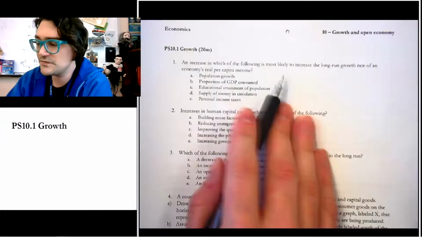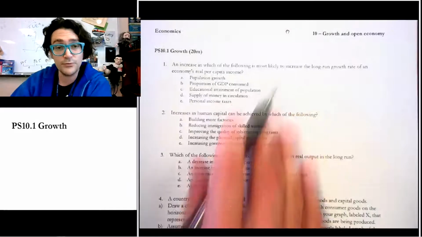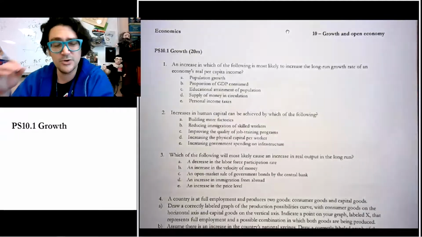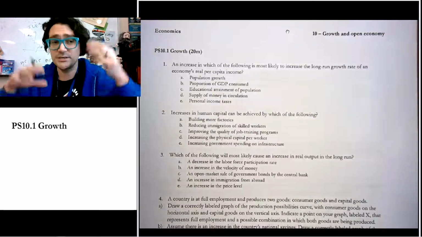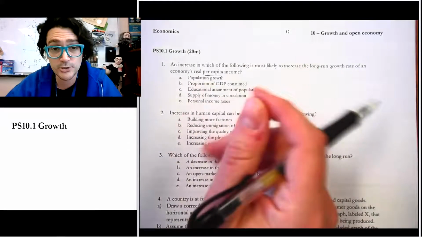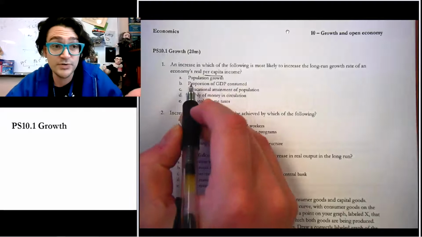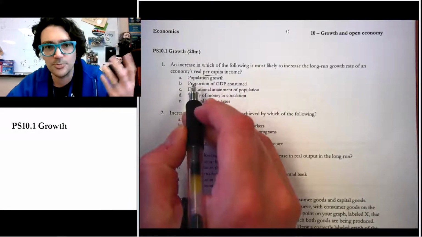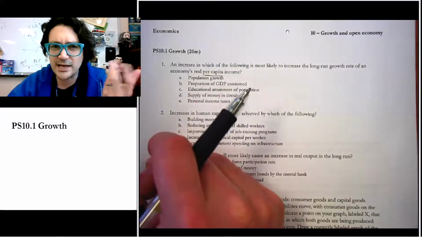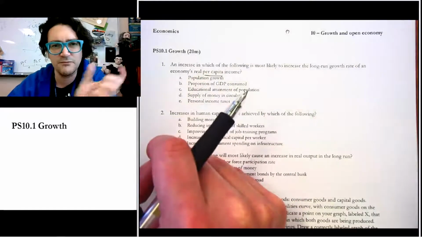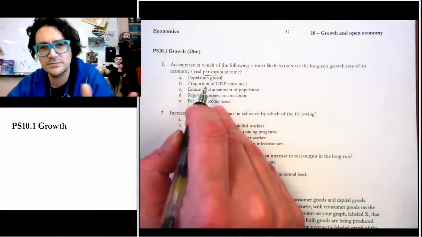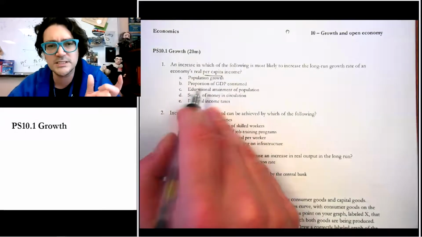An increase in which of the following is most likely to increase the long run growth rate of an economy's real per capita income? So this is asking about the real per person GDP. Population growth. Well, that's not going to be affected because it's per person. It's not going to help us there. Proportion of GDP consumed. That's just saying how much of the GDP is consumption spending versus other stuff. It's not necessarily telling us the direction, so that's not really helping us.